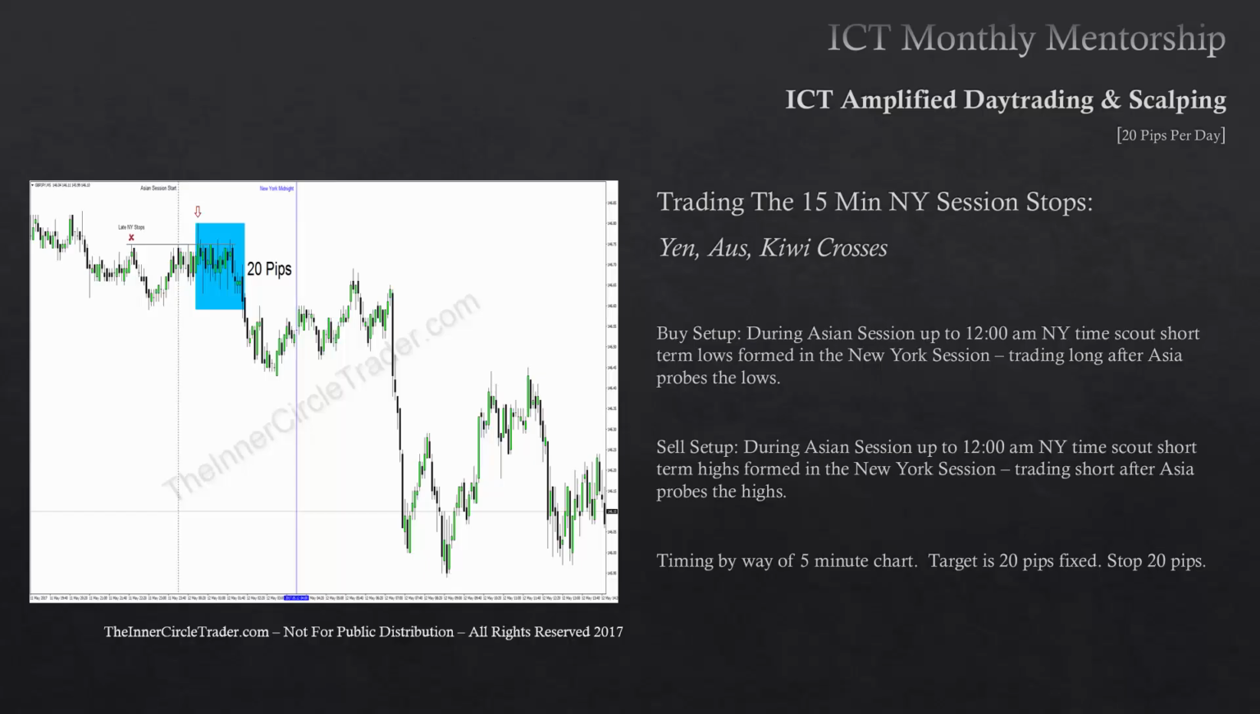We're targeting 20 pips, and it's a fixed target. We are not graduating it. We're not trying to turn it into a huge mountainous pile of pips. It's straight 20 for 20. 20 stops, 20 target. That's it.